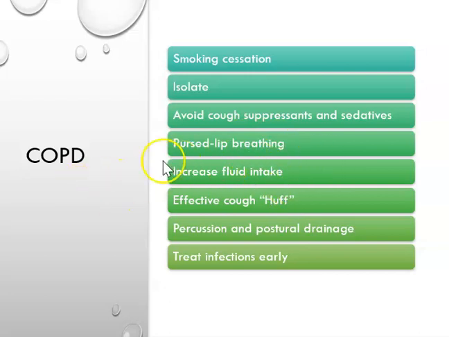Increase fluid intake. These patients need to thin those secretions, so they need to increase their fluid intake to do that. Effective coughing with huffing at the end, percussion and postural drainage, and treat infections early.